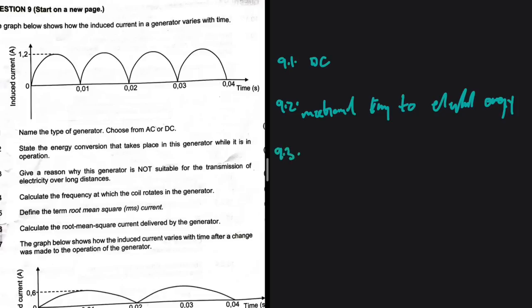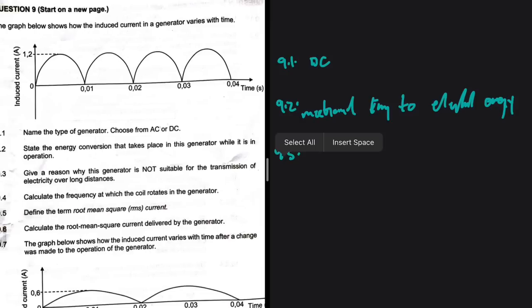9.2. What about 9.3? Give a reason why this generator is not suitable for the transmission of electricity over long distances. Right, that is because there's a lot of energy loss in a DC generator over long distances. That's one of the advantages that AC has over DC, in that you can use AC to transport the electricity over a long distance, right? But with DC, there's a lot of energy loss, right?